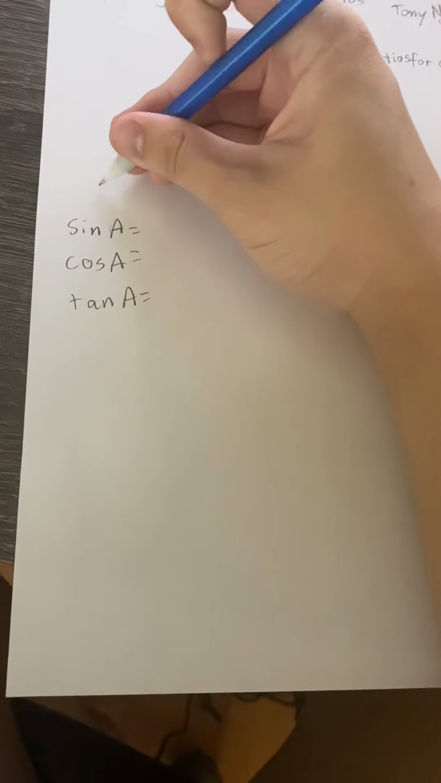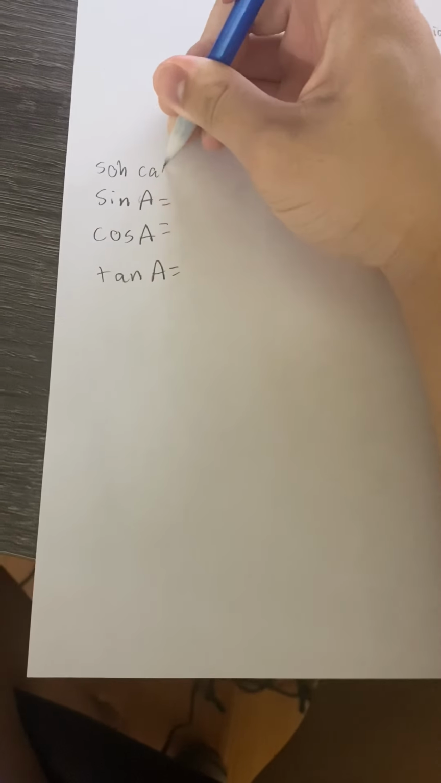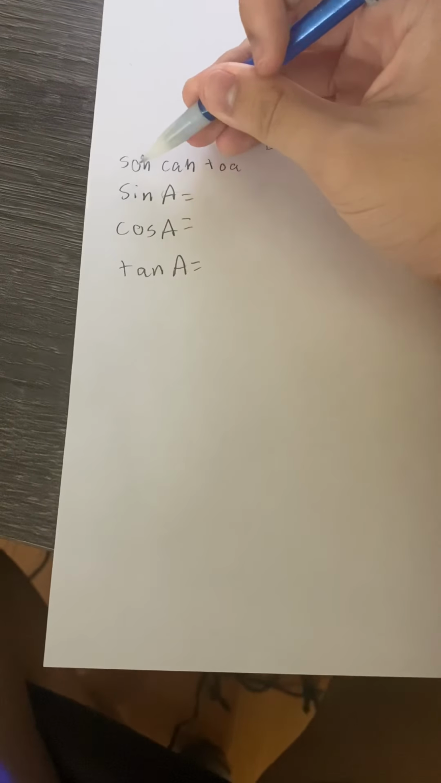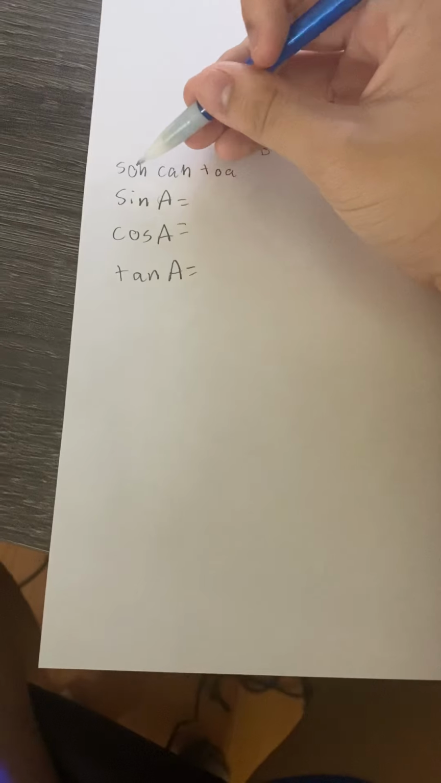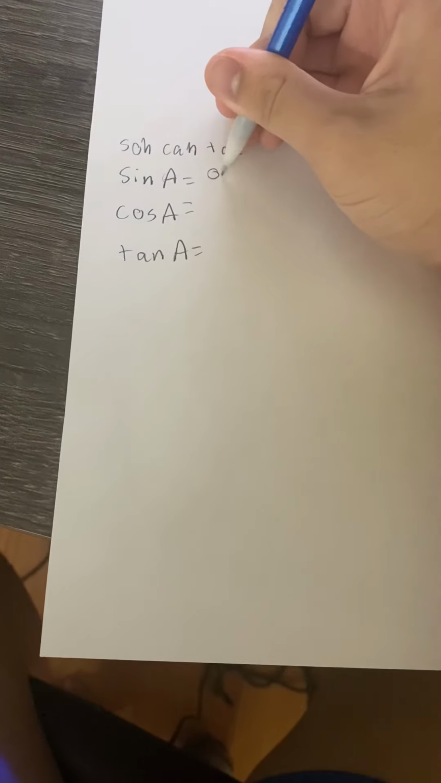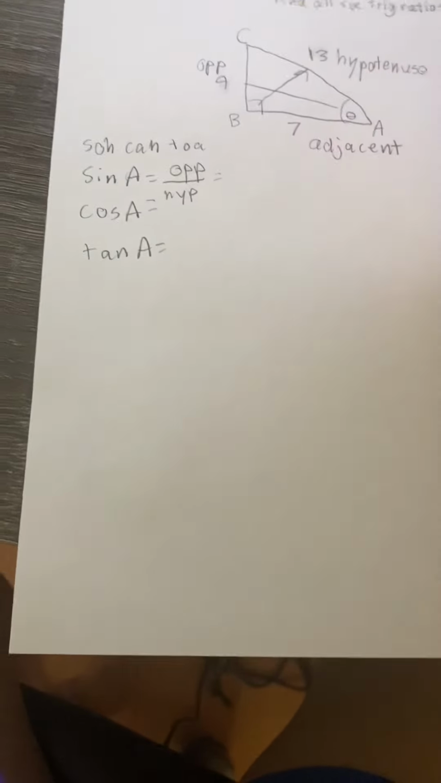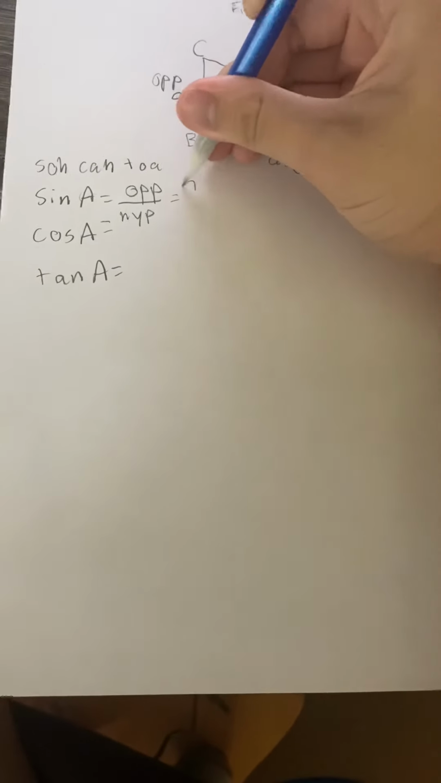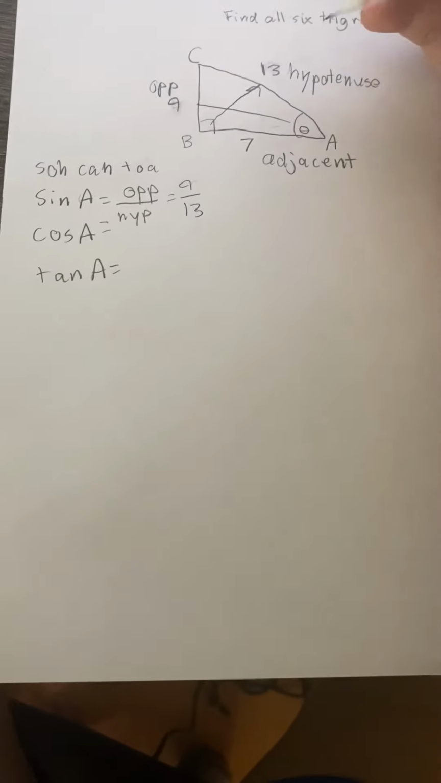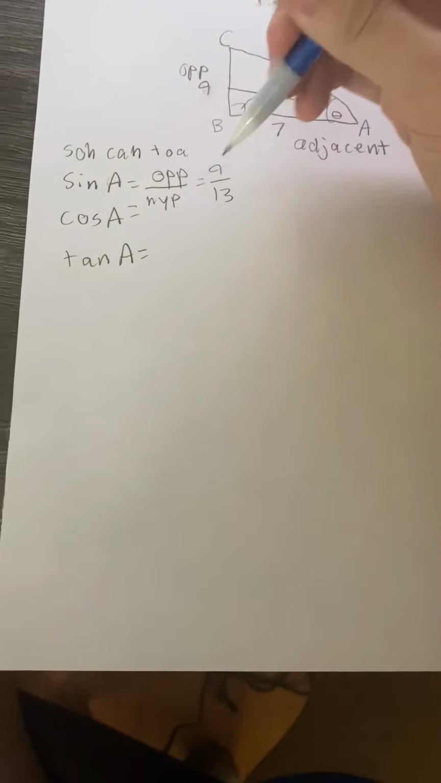An easy way of finding these is to use SOH CAH TOA. For the first letter, S means sine. The next two letters are O over H, which is opposite over hypotenuse. Because our hypotenuse is 13 and our opposite side is 9, sine would be 9 over 13.